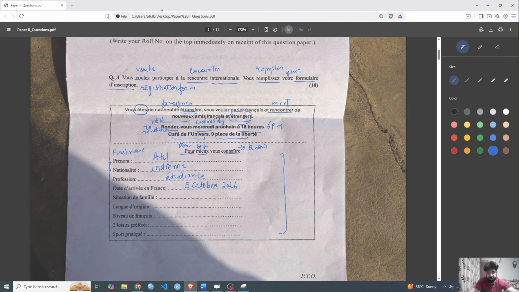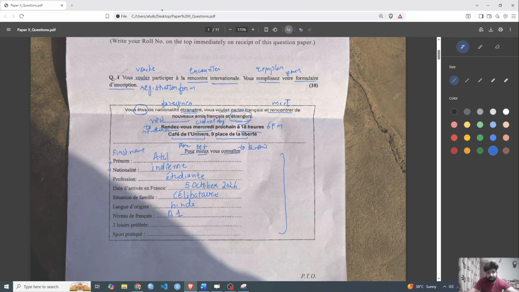And then it says your marital status. So I'll just write here single. So I'll just write non-married, that is célibataire. In France, you call it célibataire. Then the language of origin, I can say Hindi. Then it says niveau de français, which is basically they're asking how new I am to French, what is my French level. So I'll say A1.